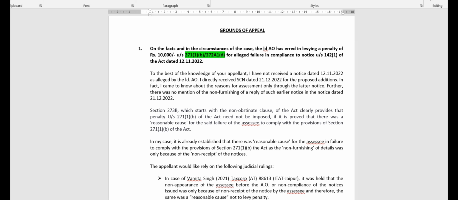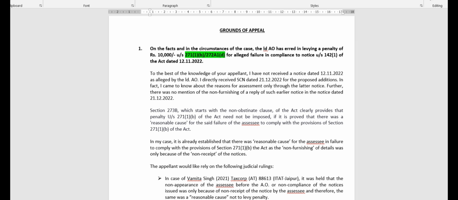But if the AO levies any such penalty, then the assessee has the remedy of filing an appeal before the CIT(Appeals) against such penalty order. So in today's video, with that background, we will see how to draft grounds of appeal for this penalty. I have covered how to draft a reply to show cause for 271(1)(b) in one of my previous videos. You can check that out.